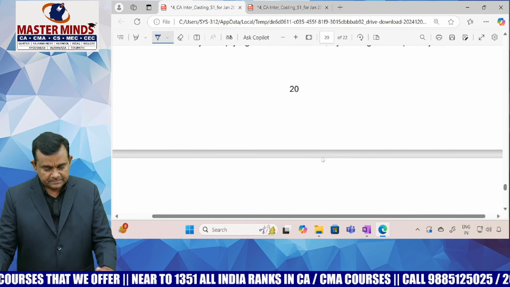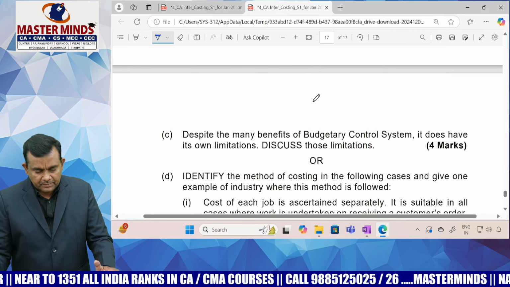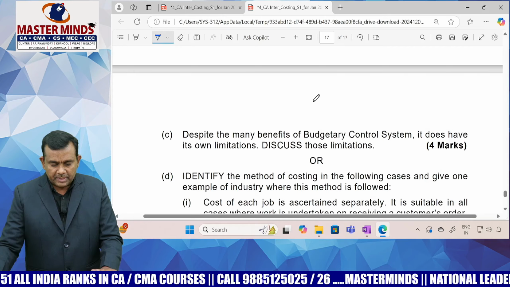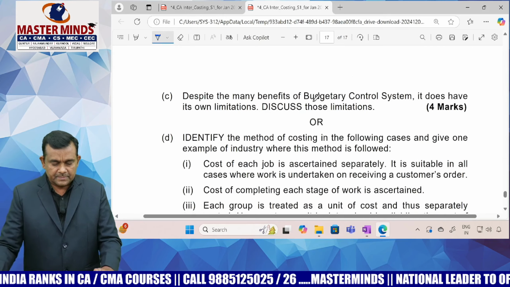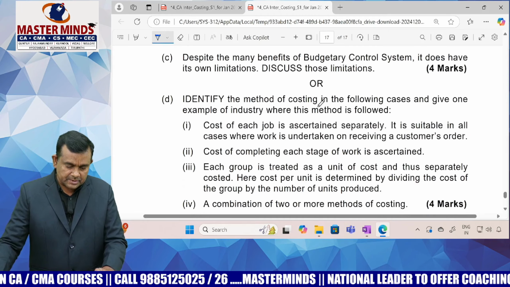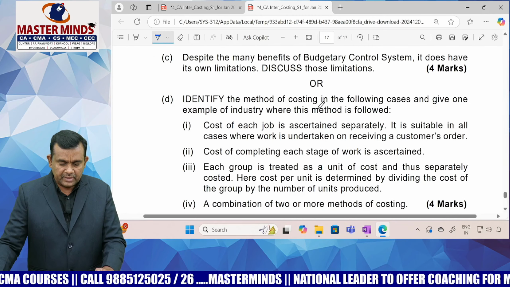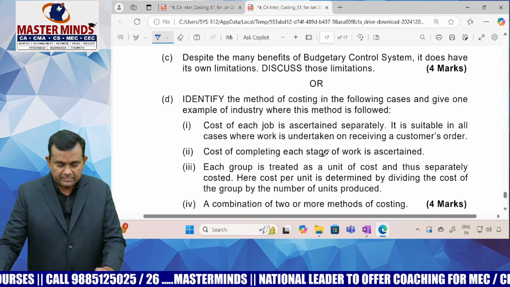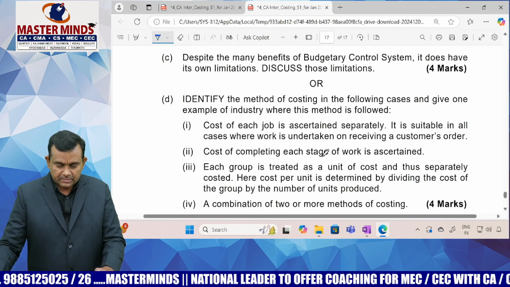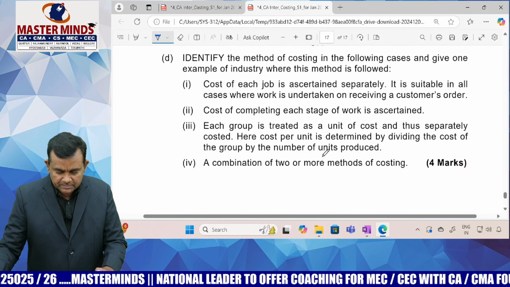Next, C bit, sir. Discuss the many benefits of the budgetary control system. It does have its own limitations. Discuss those limitations. Okay, this question is related to the budgetary control system. The last one is a very easy question, sir. This question is related to introduction to cost and management. Sorry, job costing, sir.